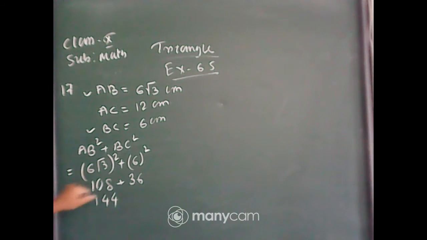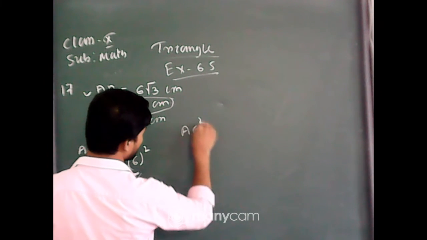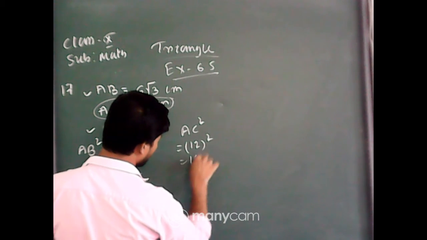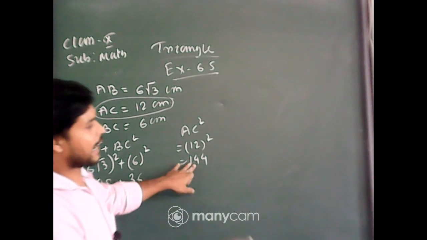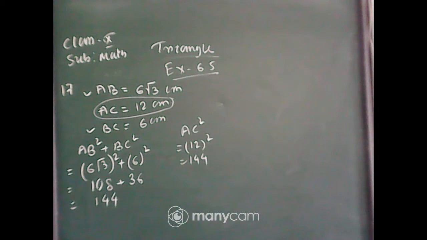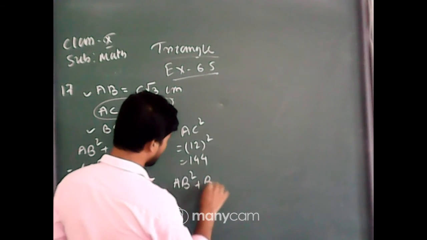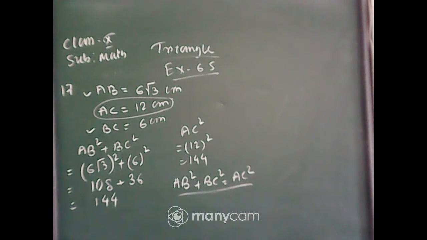144. Now if we calculate the square of this side, AC square is equal to 12 whole square, that is equal to 144. Means in that triangle, the sum of the squares of two sides is equal to the square of the other side. So what type of triangle is it? Can you tell me? From here we can say that AB square plus BC square is equal to AC square. So that is a right angle triangle at the point B.